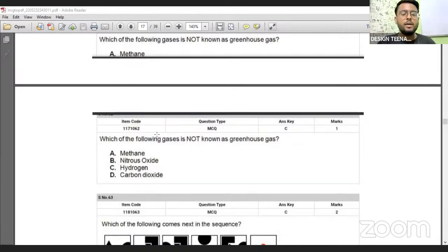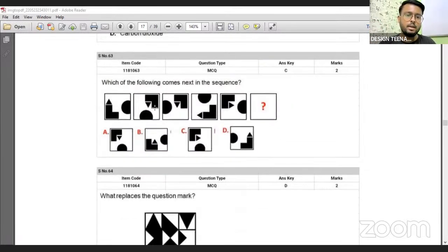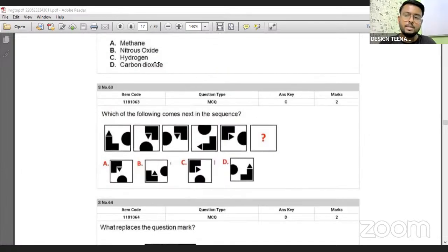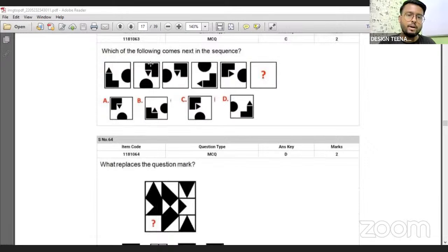So out of nitrous oxide and hydrogen, we feel hydrogen is always present in our environment, and we have never heard that hydrogen is the reason for some damage being done. So we take it under consideration, and hydrogen can be the possible answer. This is how we need to mark our answers where we don't know something.